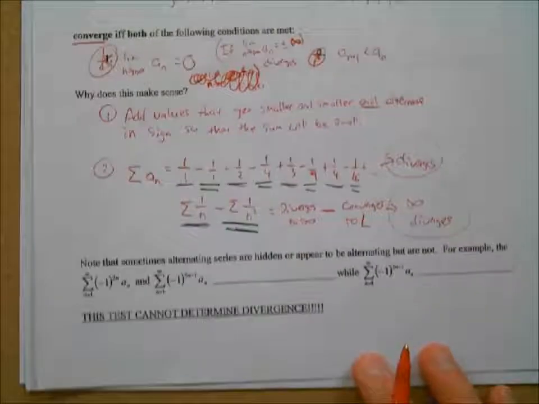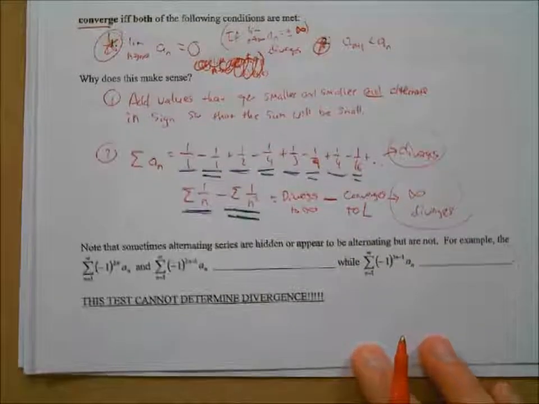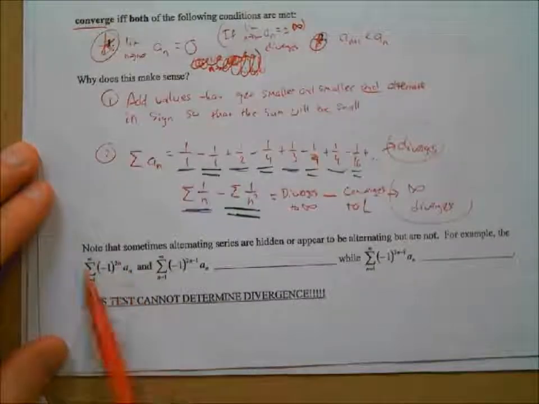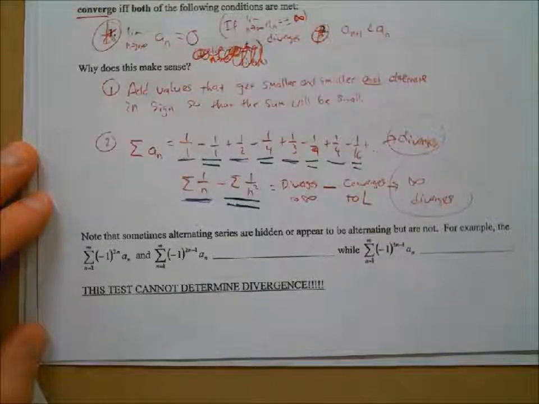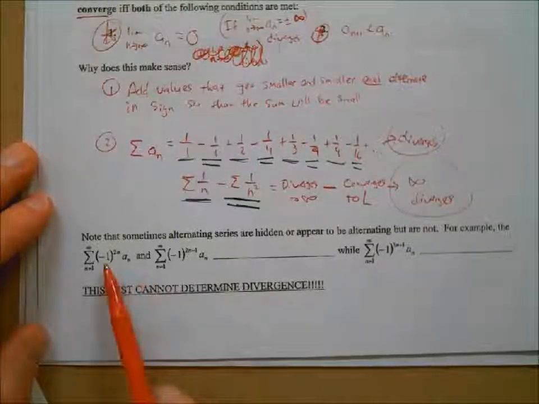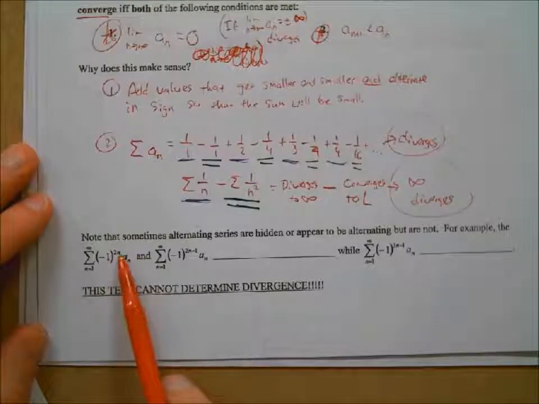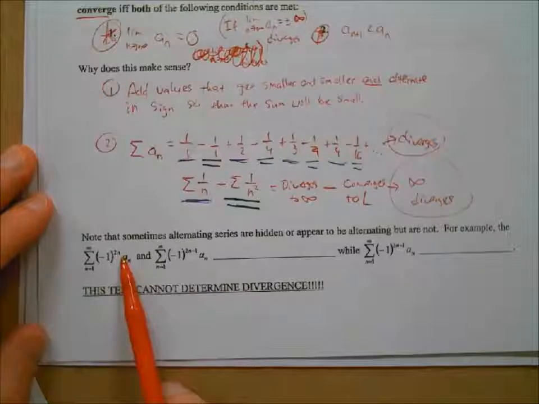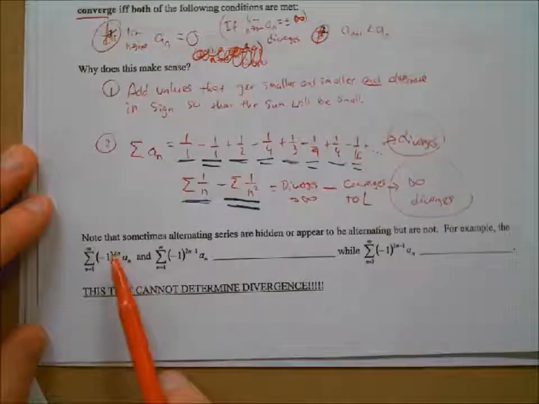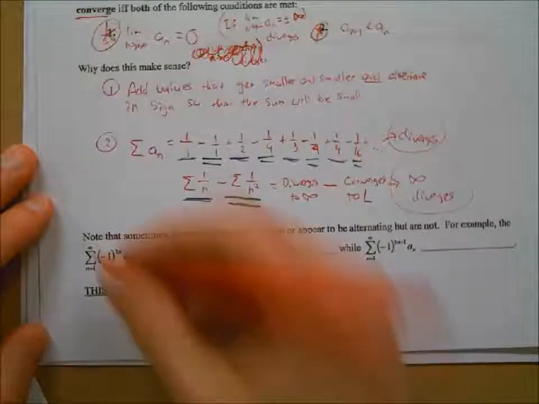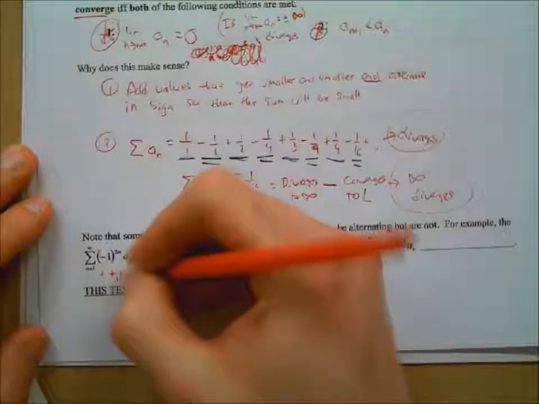All right? Note that sometimes alternating series are hidden, or appear to be alternating but are not. For example, this and this, they look alternating, but why aren't they alternating? Yeah, we see that negative 1 is going to be squared, right? No matter what you put in for n here, you're going to have 2 times that n. So twice an odd number is even, and twice an even number is still even. So this is always being raised to a positive even power, and so it's going to be positive, positive, positive, positive, and so on.